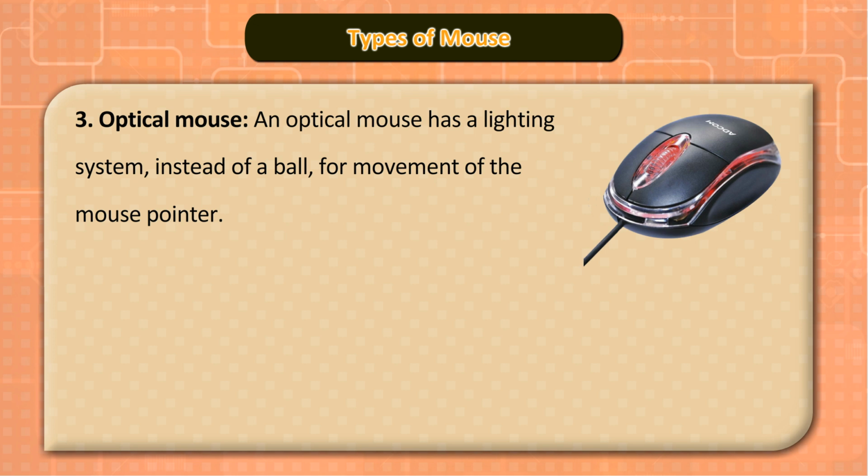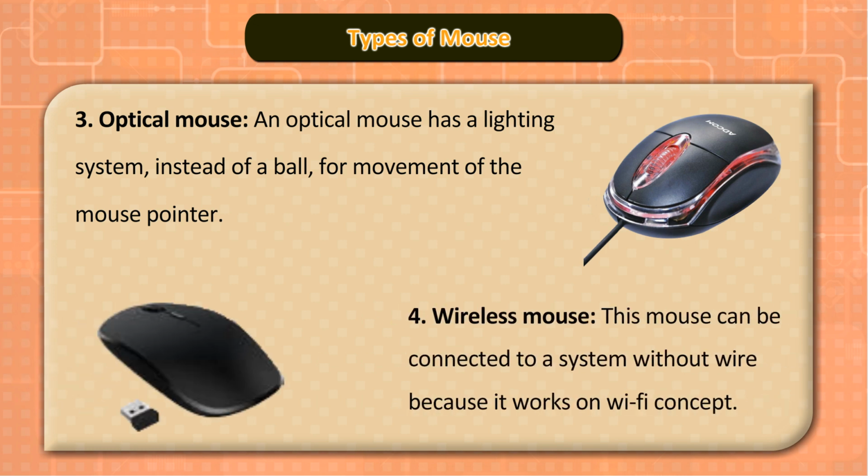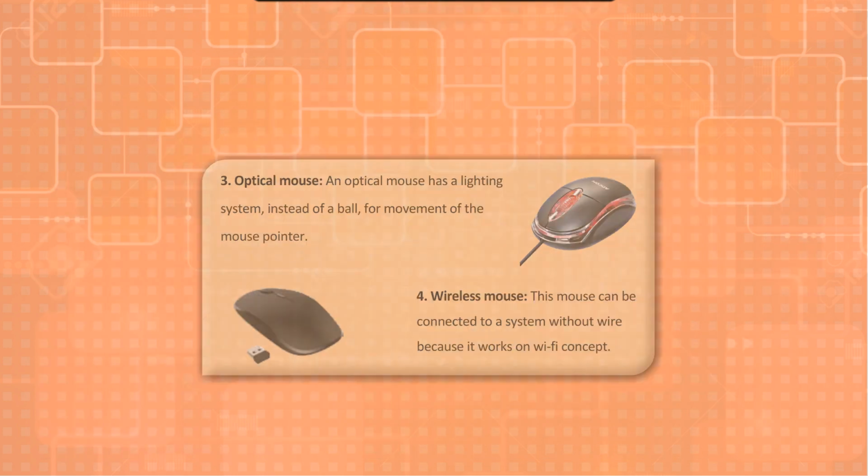3. Optical mouse. An optical mouse has a lighting system, instead of a ball, for movement of the mouse pointer. 4. Wireless mouse. This mouse can be connected to a system without wire because it works on Wi-Fi concept.